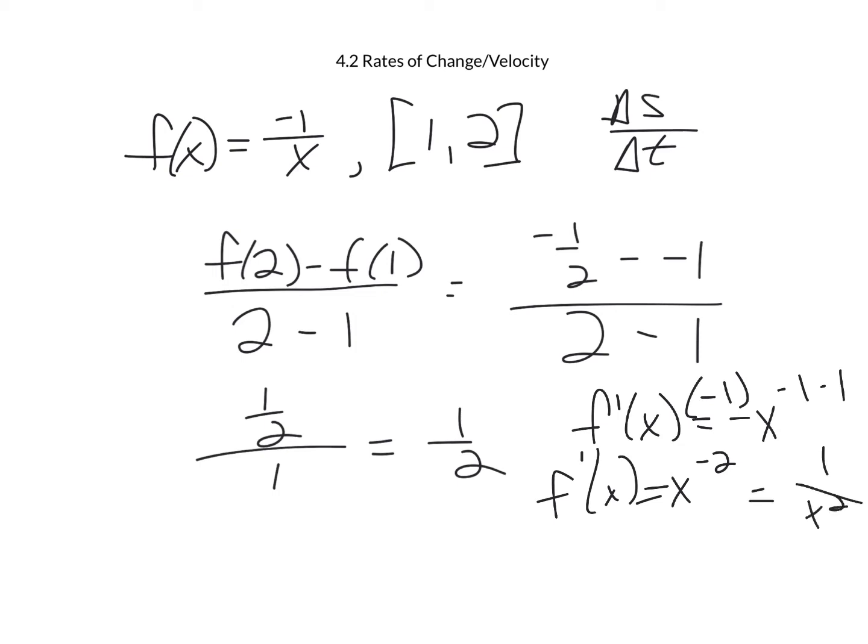And then for the endpoints, the instantaneous rate of change at x equal to 1 will be equal to 1 squared is 1, so 1 divided by 1 is 1. At 2, 2 squared is 4, and then we have 1/4. So your instantaneous rate of change at x equal to 2 is 1/4.